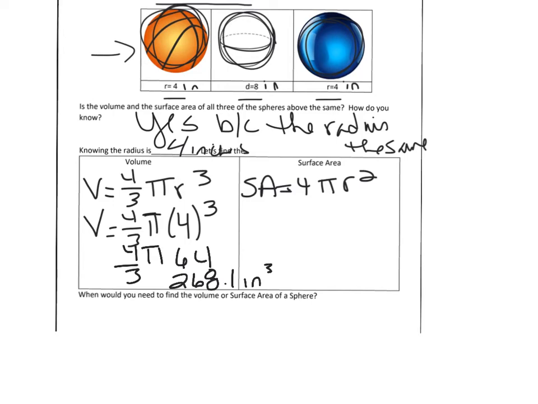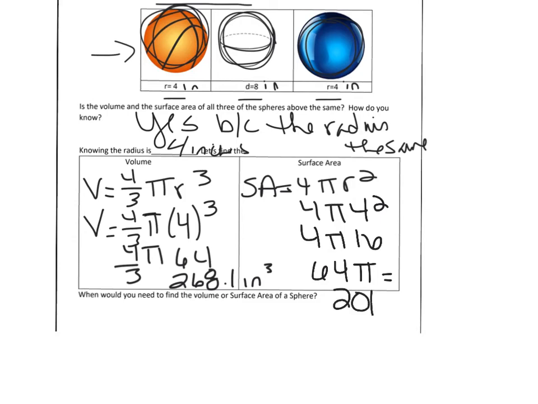Now let's look at surface area. So surface area is 4 pi 4 squared. When you do 4 squared, you get 16 pi times 4. 4 times 16 is 64 pi, which equals 201.1 inches squared. Remember, surface area is inches squared and volume is inches cubed.